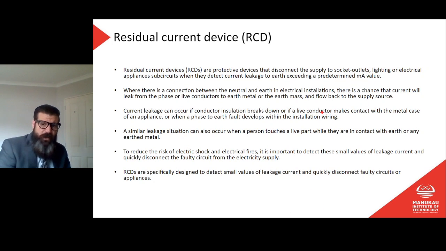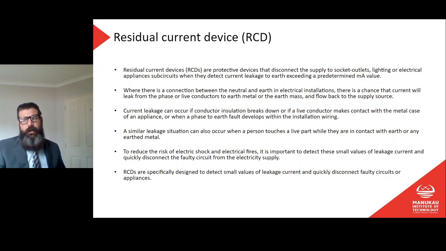Residual current devices are protective devices that disconnect the supply to socket outlets, lighting, or electrical appliance subcircuits when they detect current leakage to earth exceeding a predetermined milliamp value. And obviously that milliamp value is the rated value of the RCD. Again, for what we just talked about in medical areas or child teaching daycare areas, it's 10 milliamps. For normal domestic situations, 30 milliamps. That's the predetermined milliamp value.